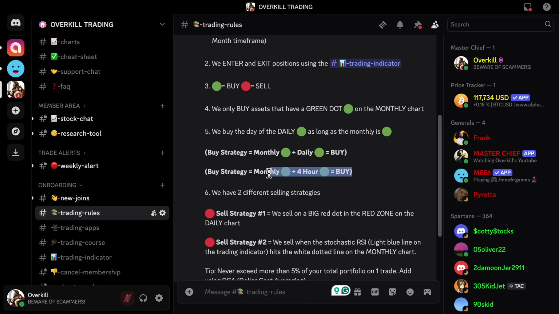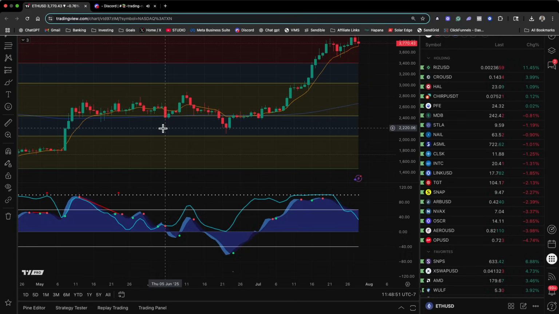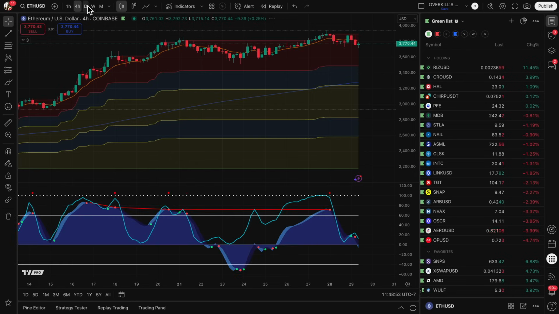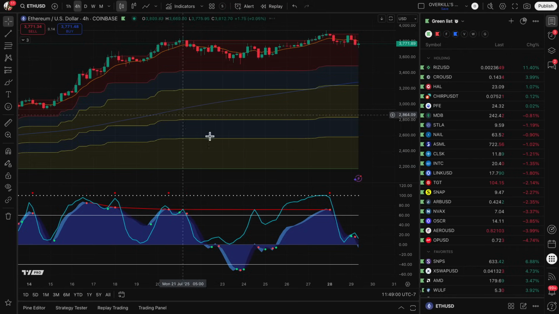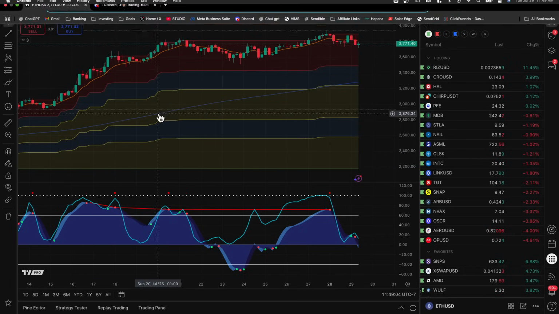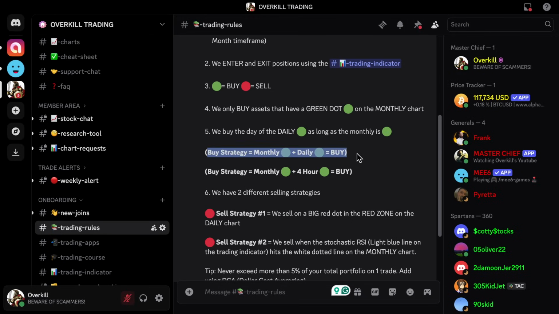Okay, so that's our buying strategy. We also use the 4-hour as well. So we actually use the daily and the 4-hour chart. So again, the 4-hour, it's the same as the daily. You're just looking to buy the green dots as long as the monthly is green. Okay, because a lot of the time, the 4-hour dot will actually come before the daily. So we just use the 4-hour and the daily in conjunction. And I got those equations set out for you right there. So buying strategy equals monthly green dot plus daily green dot equals buy, or monthly green dot plus 4-hour green dot equals buy.